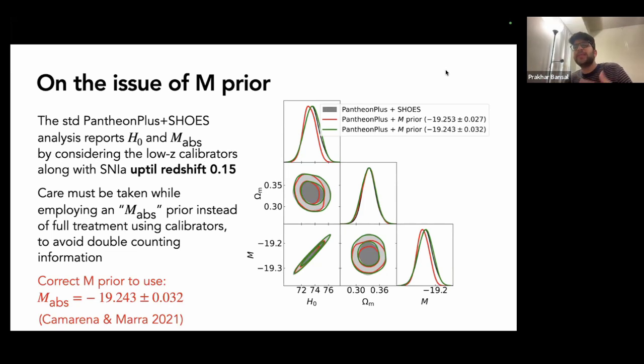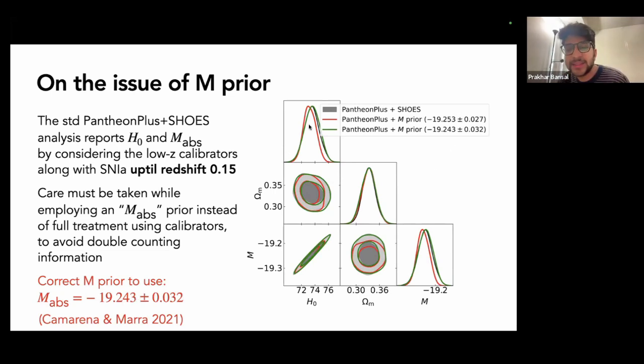Now the issue is, if you combine this M prior with the whole Pantheon plus SH0ES data, you are effectively counting these supernovae up to redshift 0.15. You're double counting them, right? So what is the right prior to use? This is the right prior, which was found by Camarena and Marra in 2021 through a demarginalization process. Even after that, I think many papers used the first prior here, which is in red.